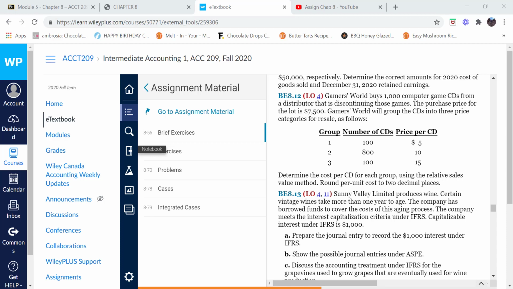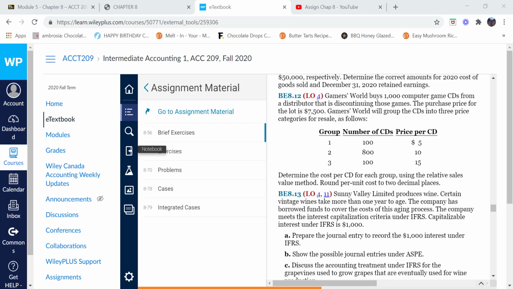But really, it's just allocating where you're buying a bunch of stuff together in a basket or a bundle and trying to figure out how much do I allocate to the various components. So BE8.12 says we bought 1,000 computer games. We paid $7,500 for the load of them. It gives us some details as to what we got. And it says determine the cost per CD for each group using the relative sales value method.